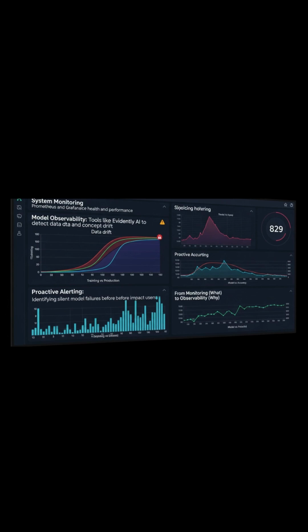This is the core of observability. Not just watching predefined dashboards, but having the tools to ask new, deep questions about your system's behavior when something unexpected happens. Without this layer, you are essentially flying blind.